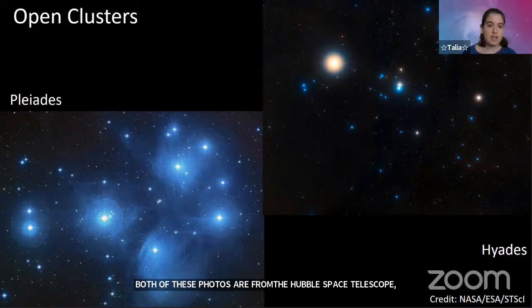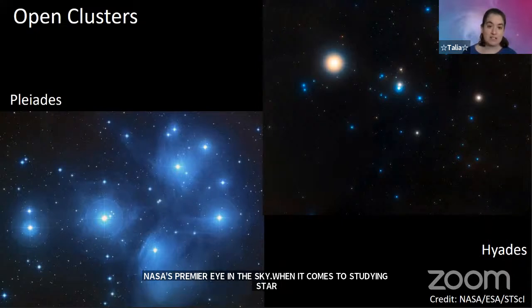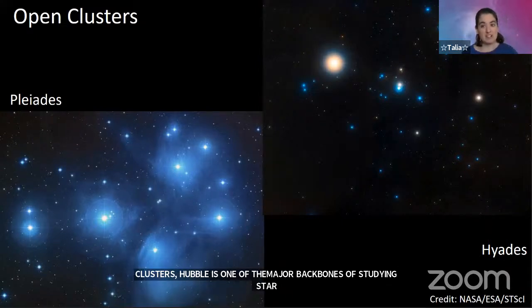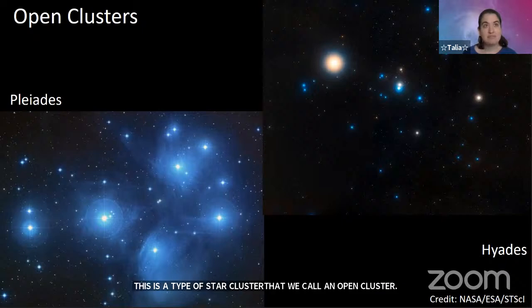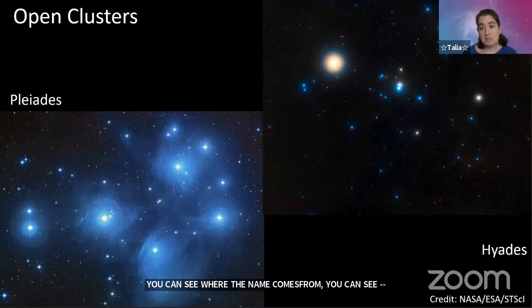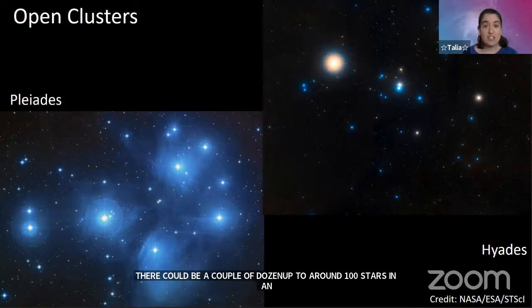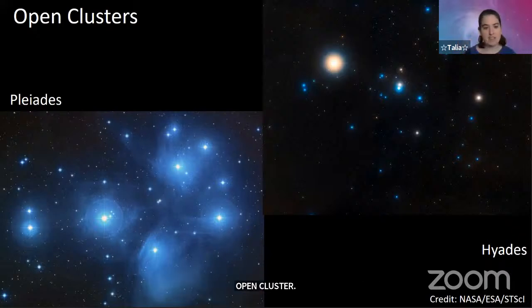So, like I said, this is a type of star cluster that we call an open cluster. And you can sort of see where that name comes from. These stars can number a couple dozen up to around 100 stars in an open cluster, and they can be pretty spread out. I mean, the Hyades don't even look like a star cluster unless you happen to know that that's what they are. The Pleiades are packed a little tighter together.